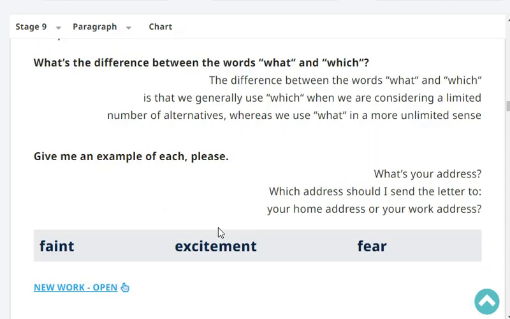Give me an example of each, please. What's your address? Which address should I send the letter to? Your home address or work address? Very good.